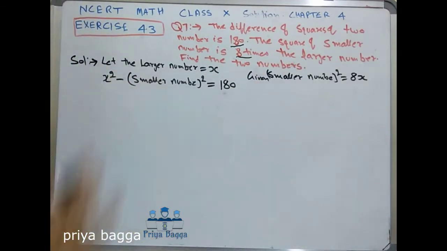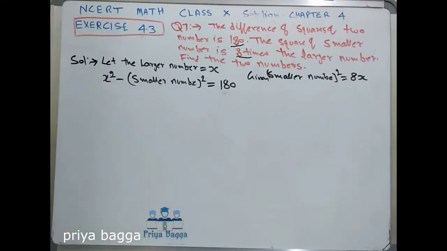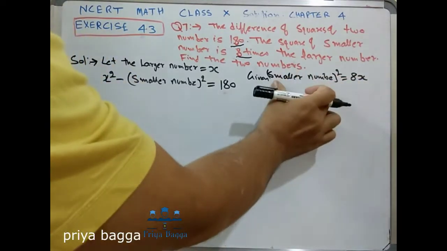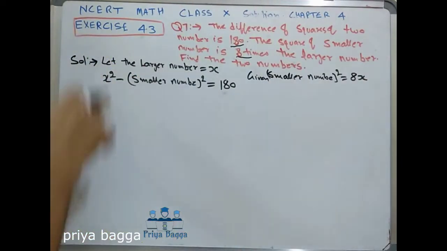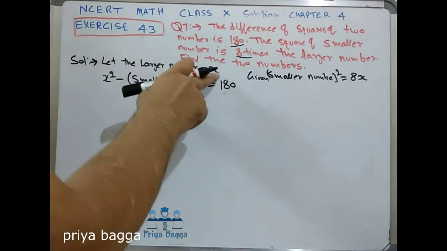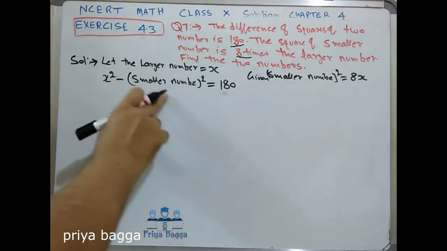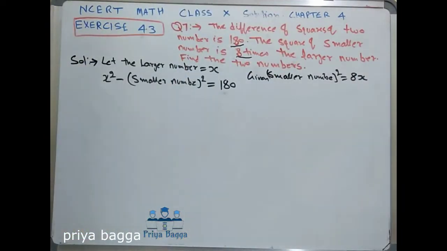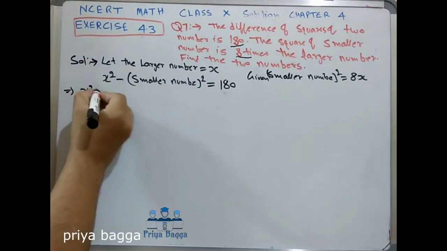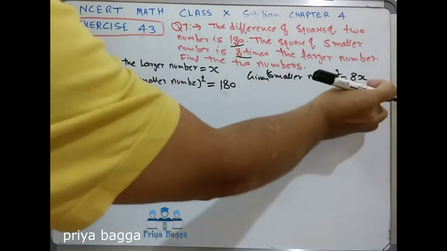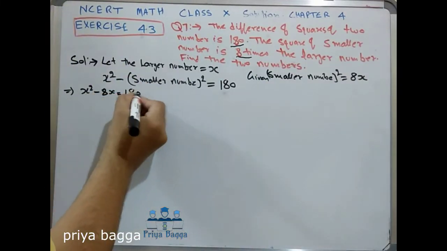Okay, so this is actually the trick. If you miss this here, then you will not be able to solve the question. So it is very, very important to remember that smaller number square is equal to 8x. We have assumed the larger number is x, so the smaller number square is equal to 8x. Now the difference of the squares is 180, as given in the statement. So x square minus 8x is equal to 180.